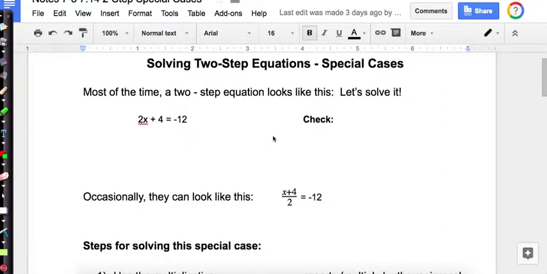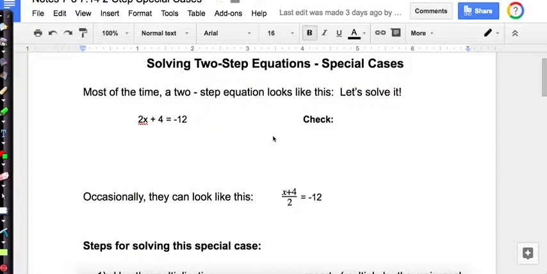Welcome to my video on solving two-step equations, special cases. So we've already looked at regular two-step equations. Now we're going to look at some special cases. So most of the time a two-step equation looks like this.